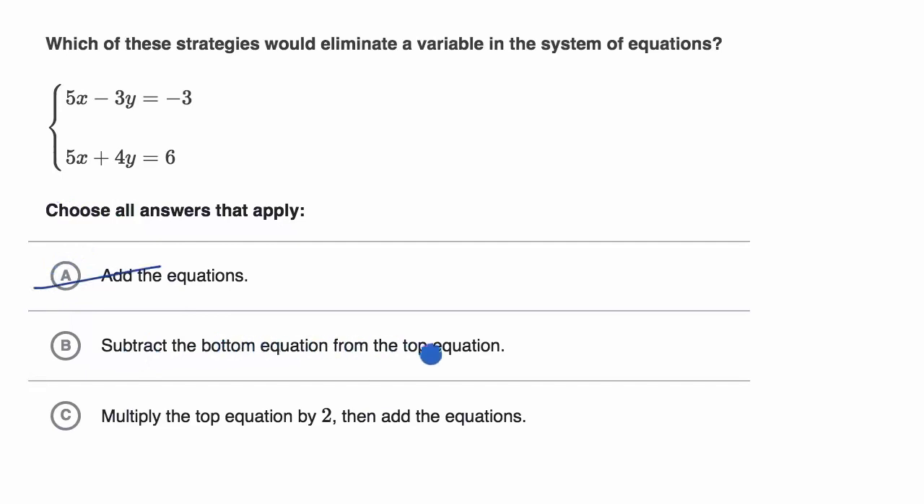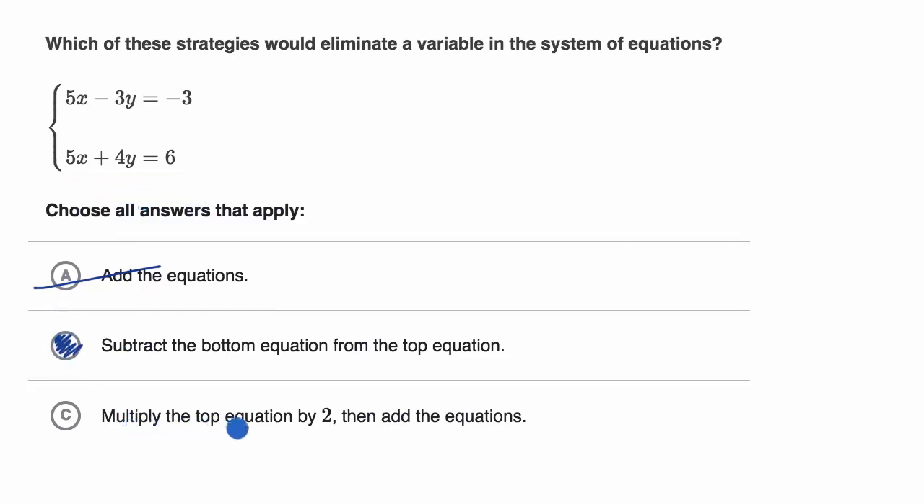Subtract the bottom equation from the top. Well, when we subtract the bottom from the top, 5x minus 5x, that's going to be 0 x's, so I won't even write it down. And we've already seen we've eliminated an x, so I'm already feeling good about choice B. But then we can see negative 3y minus 4y is negative 7y. Negative 3 minus 6 is going to be negative 9. And so choice B does successfully eliminate the x's. So I will select that.